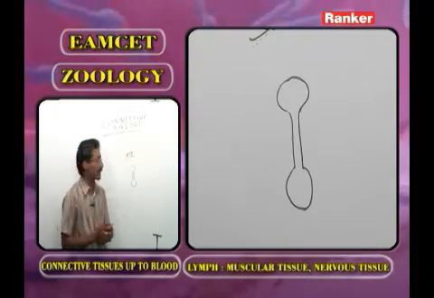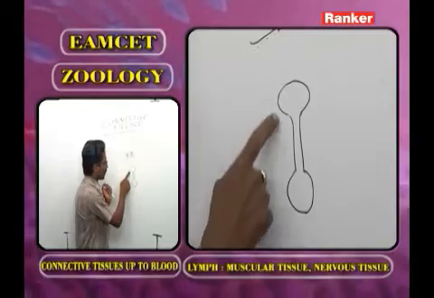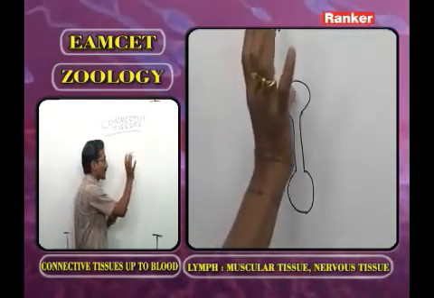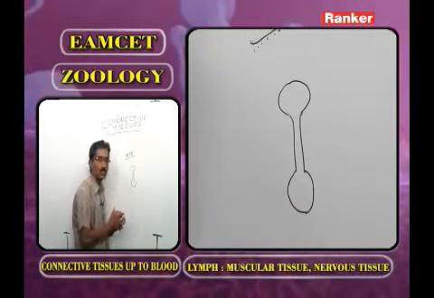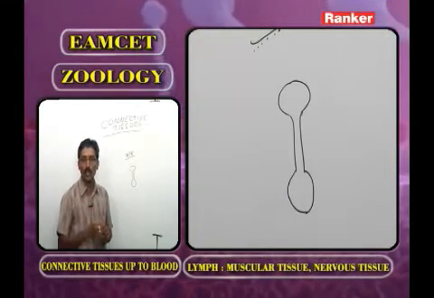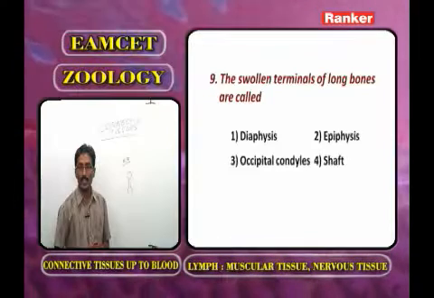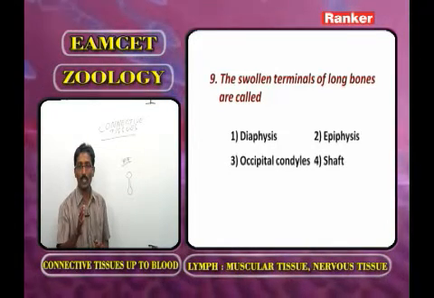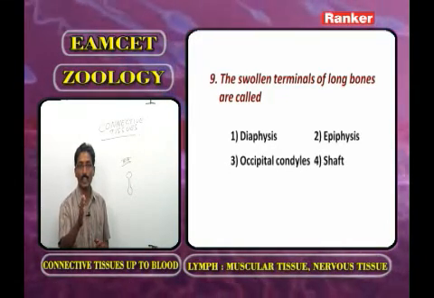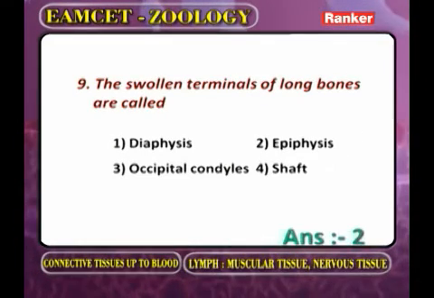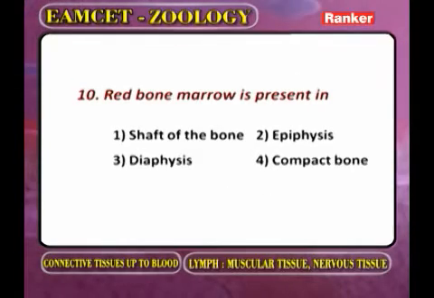Now here what is the question? What are these swollen parts? Now this is one long bone. This is a swollen part. This is a swollen part. This part we call epiphysis, and this part we call epiphysis. Now you have to observe the answer for this question. The swollen terminals of long bones are called. One is diaphysis, second is epiphysis, third is occipital condyles, and the fourth is the shaft. Now you have to guess the answer for this question. That is the second option, epiphysis. Now go for the next question.